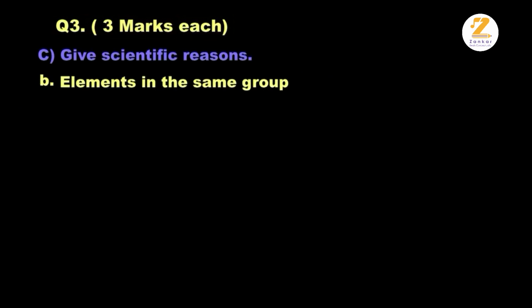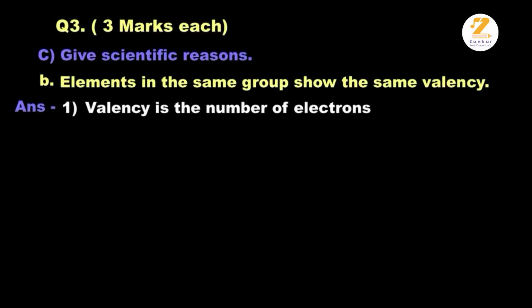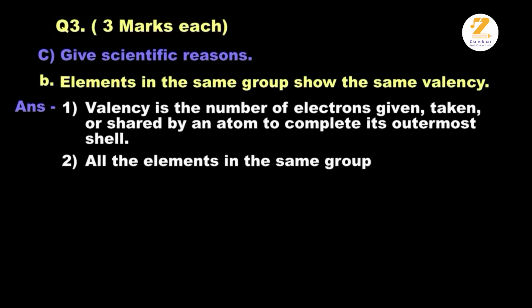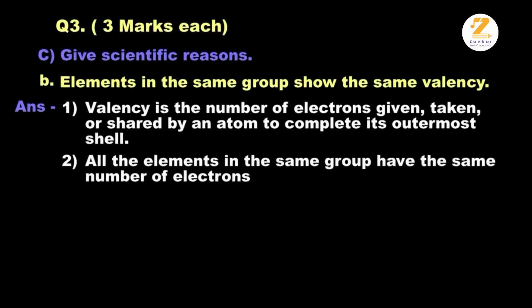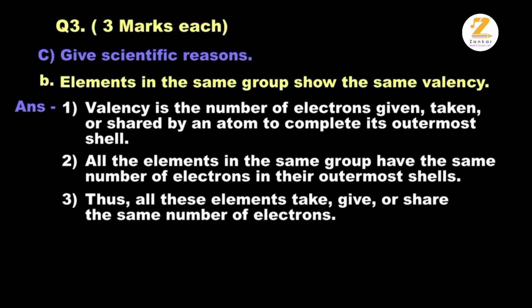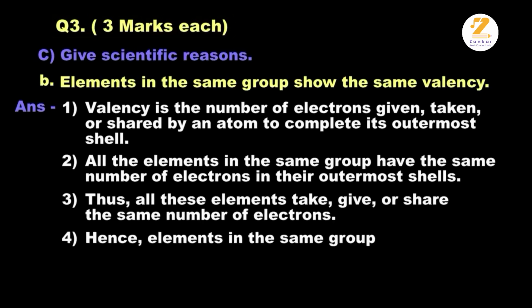Next one. Elements in the same group show the same valency. Valency is the number of electrons given, taken or shared by an atom to complete its outermost shell. All the elements in the same group have the same number of electrons in their outermost shells. Thus, all these elements take, give or share the same number of electrons. Hence, elements in the same group show the same valency.